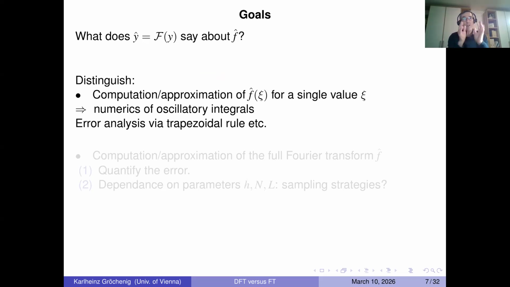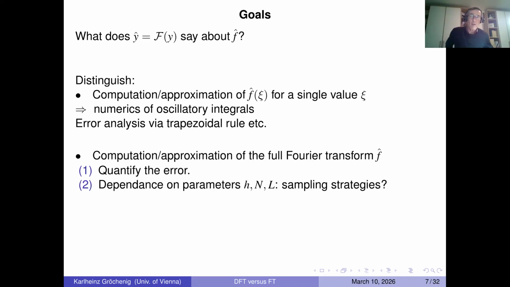So I would like to make a distinction. One could ask and want to compute the value of the Fourier transform at a particular frequency psi. I mean, that's basically the numerics of oscillatory integrals, and you do the error analysis for a single integral. That's one question. What we would like to understand better is the full Fourier transform f hat, and get some feeling for the error and how the error depends on the increment h, the number of samples, or the length of the sampled interval. So here we ask about the full Fourier transform and how it is approximated. That's different from just doing a single integral.